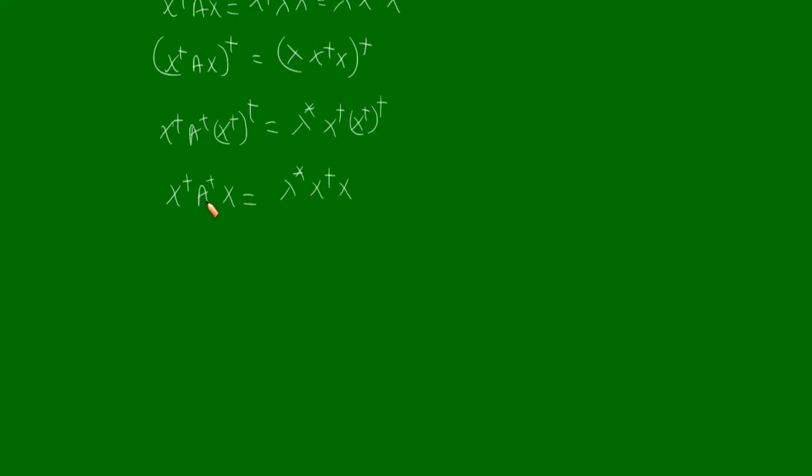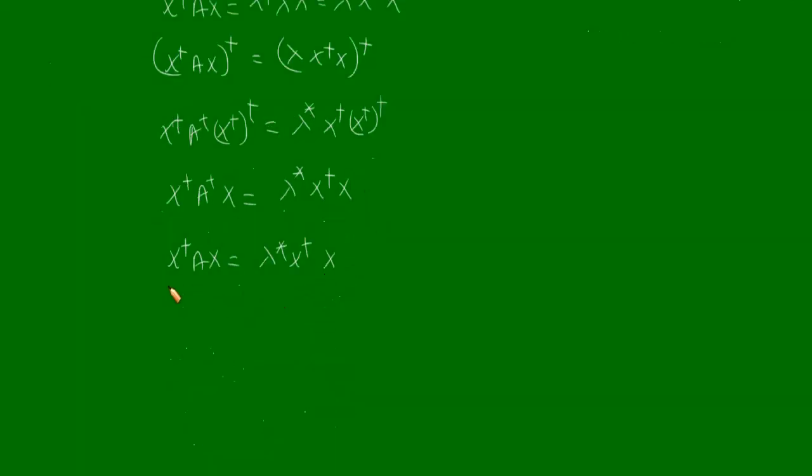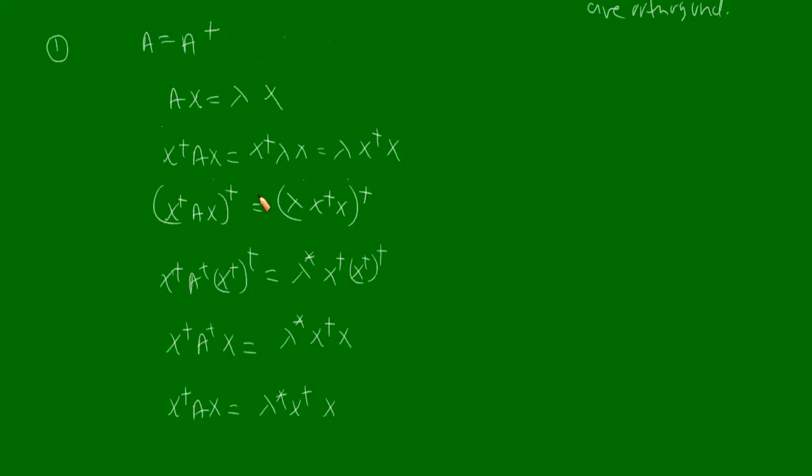Now A dagger is equal to A, so you can write this as X dagger A X is equal to lambda star X dagger X. Okay, and we have here the equation X dagger AX is equal to lambda X dagger X, and here X dagger AX is equal to lambda star X dagger X. So if you compare these two equations, the left hand side is the same, X dagger AX. Now here we have lambda X dagger X, here we have lambda star X dagger X.